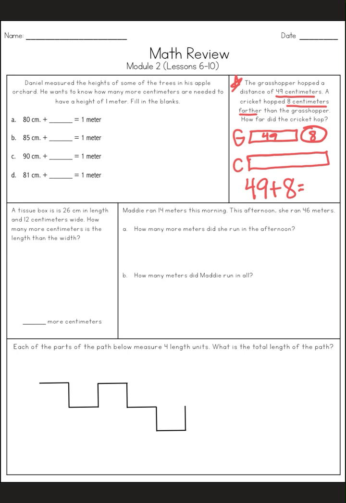So now that you are back and you have found an answer, the correct answer is 57 centimeters. If you did not get 57, then maybe check back over your work and see where you might have miscounted. So the cricket hopped 57 centimeters. We're going to go down to this next box over here.